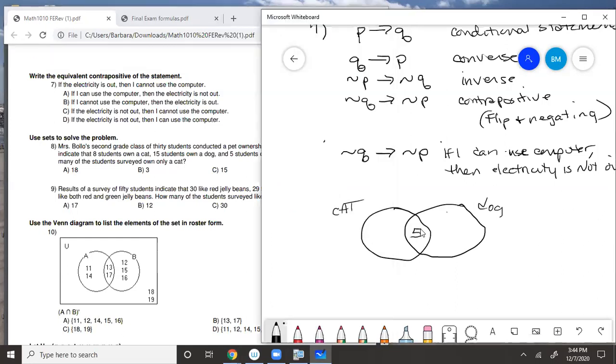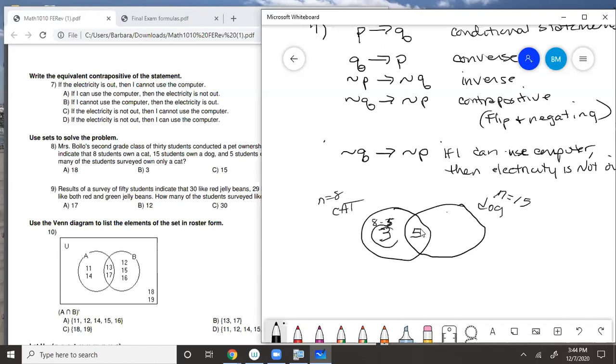All right, so 8 own cats, right? For dogs, how many dogs do we have? 15 own a dog. Okay, so what goes in here with the rest of the cat owners? If we have a total of 8 and 5 are here, we have 8 minus 5, so we have 3 left here.